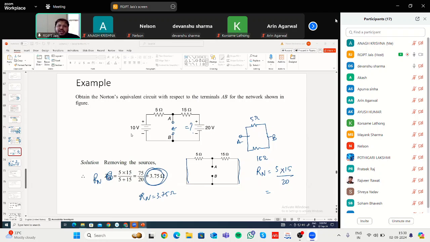So there is no hard and fast rule on when to apply. Whatever you are comfortable with, you can apply. If it is mentioned in the question to apply Thevenin's theorem, then you have to apply Thevenin's theorem. Otherwise, in practical cases, you can apply anything.